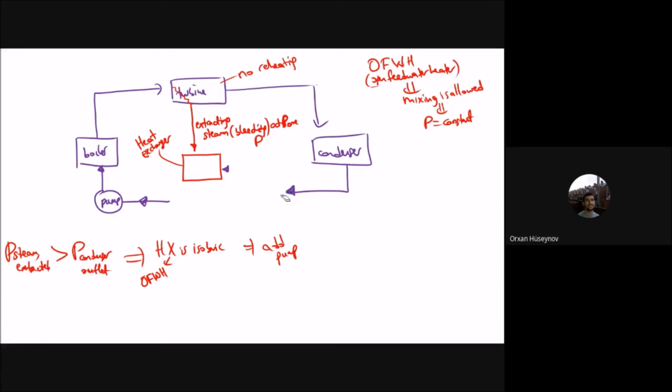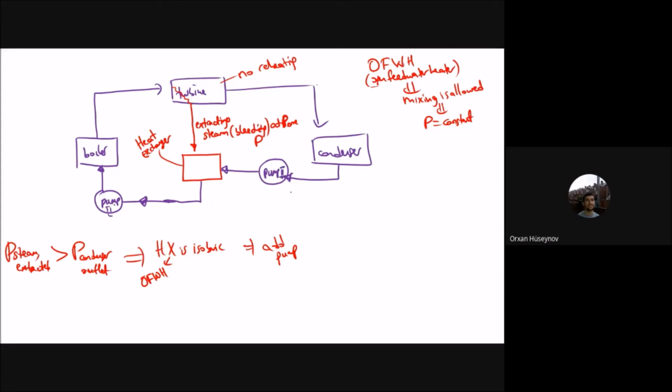So I erase that part here, and I erase this one too. I will add a pump here, pump 2, and from that pump 2 it goes to the open feed water heater. You can see there is steam and there is water here, two different fluids, but at the outlet you have one. Then I add one more pump. This one is pump 2, and this one is pump 1 actually.